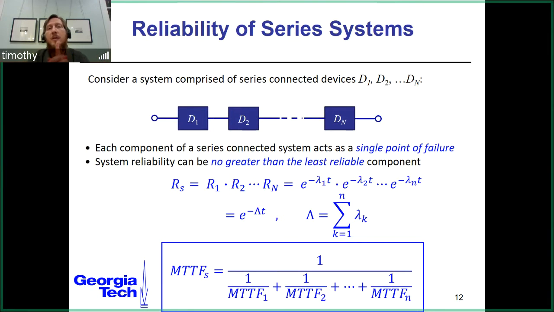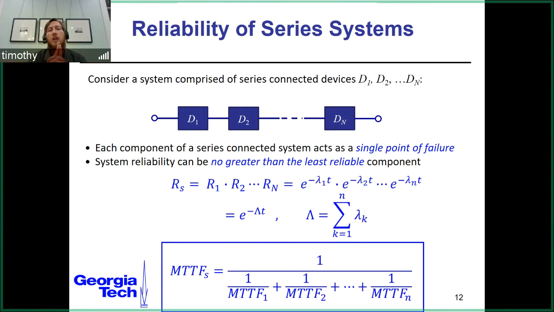What happens if it is a system of systems? So consider a system comprised of a series of connected devices, D1, D2, Dn. Each component of a series connected together acts as a single point of failure. Imagine the string of Christmas tree lights from the old movies where if one light went out, the whole string of lights went out. That's what we're talking about right here. Each component in a series acts as a single point of failure. If any one of these D1 to Dn breaks, the whole thing goes down.